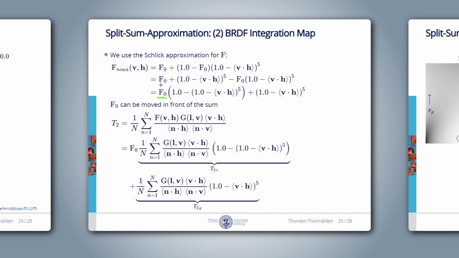Now, when we put this result for the Fresnel term into our sum for T2, we can split the sum into two parts. This is the first part. Because f0 is a linear factor, we can move it in front of the sum. This is the second part, which does not depend on f0.